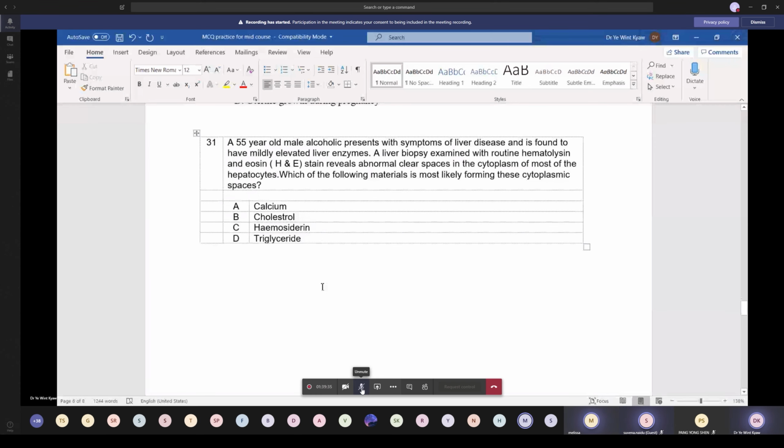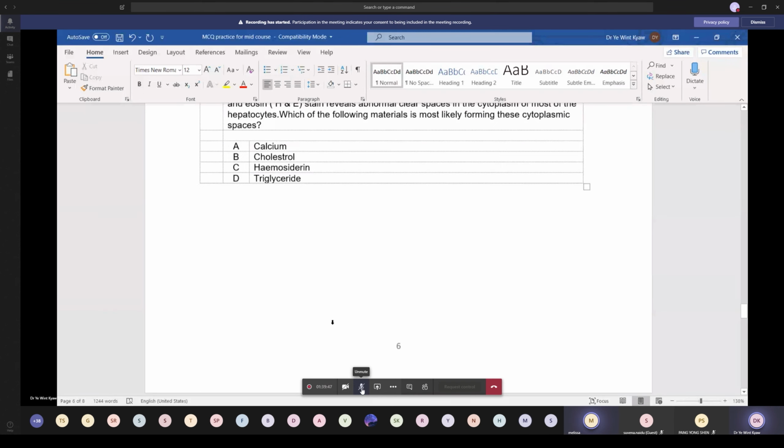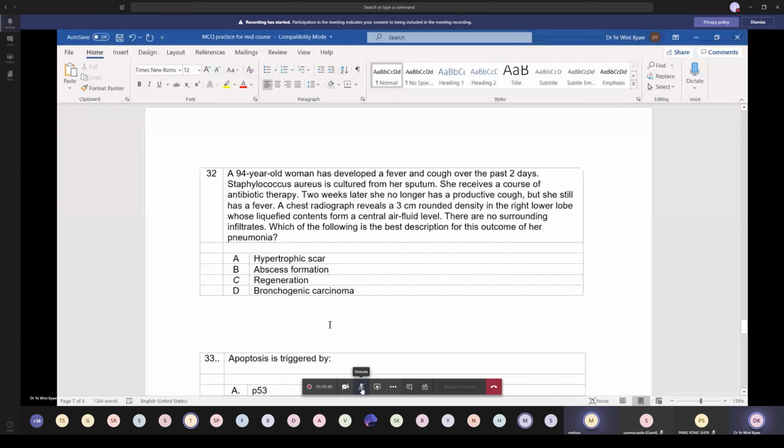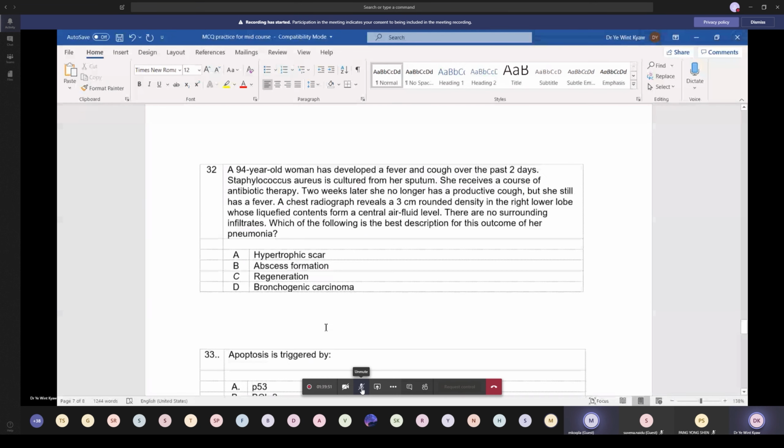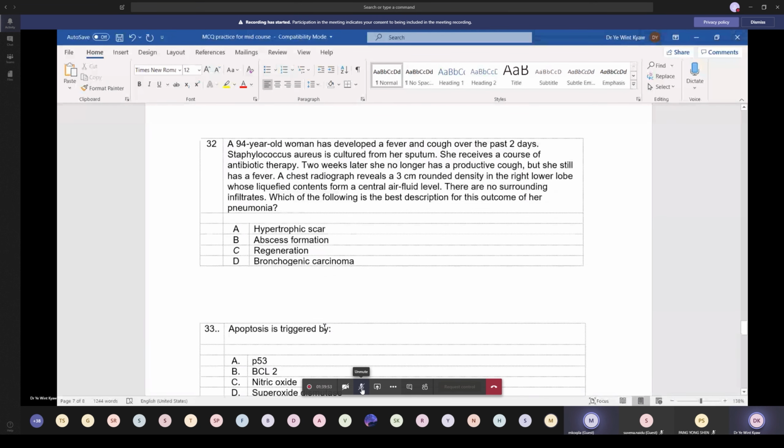So 31 is a very easy question. You need to choose only one from two. The other two can already be excluded very easily. Triglyceride. Yeah? Triglyceride. Okay. So number 32, the answer is a little bit, but not too difficult.